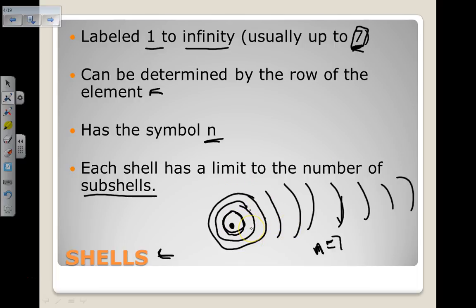And it's actually really easy to determine how many subshells. When you have the first energy level or the first shell, that can have 1 subshell. The second energy level can have 2 subshells. The third energy level, you guessed it, can have 3 subshells. The fourth energy level can have 4 subshells. On down the line.